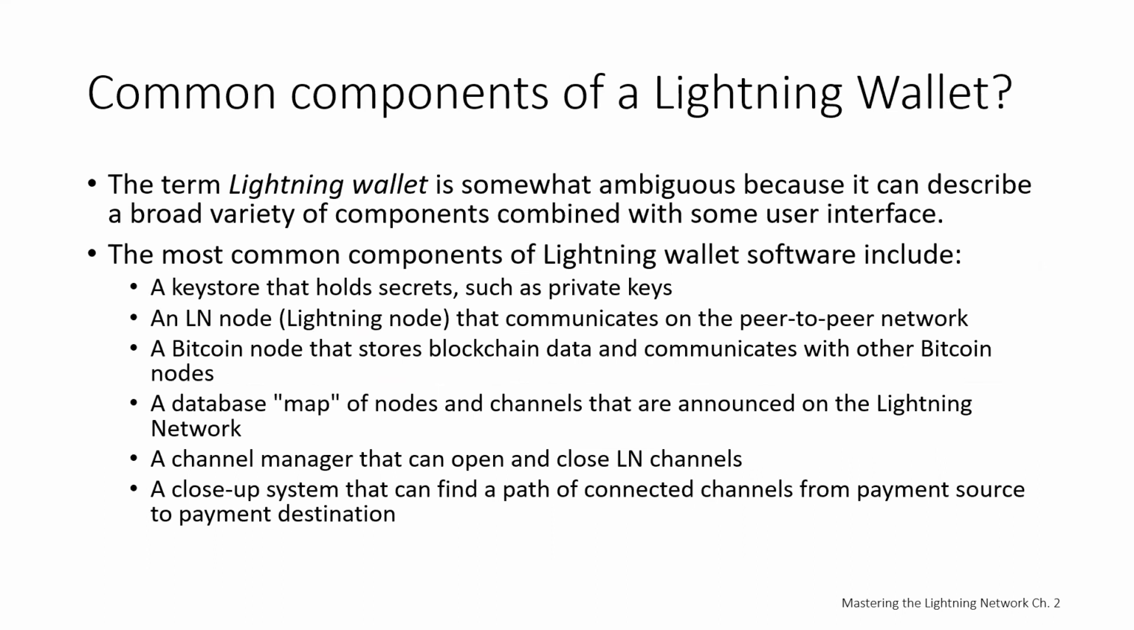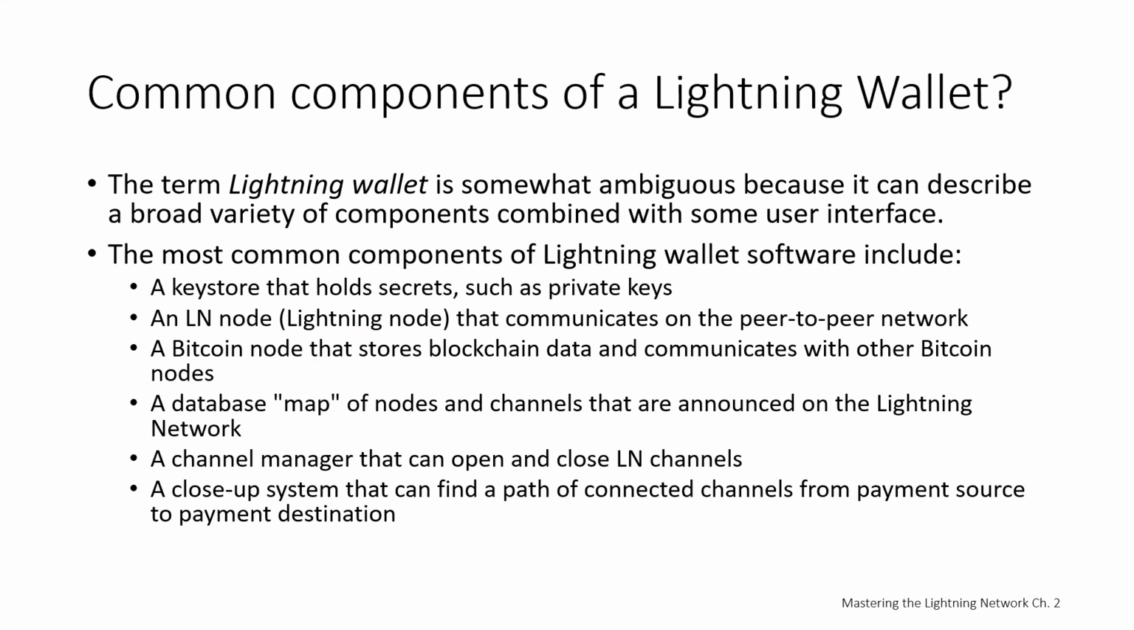So what are some of the common components of a Lightning wallet? The term Lightning wallet is somewhat ambiguous because it can describe a broad variety of components combined with user interfaces. The most common components of Lightning wallet software include a key store that holds secrets, such as private keys. This is typically what you use with a Bitcoin wallet. A Lightning node that communicates on a peer-to-peer network, as we talked about on previous slides.